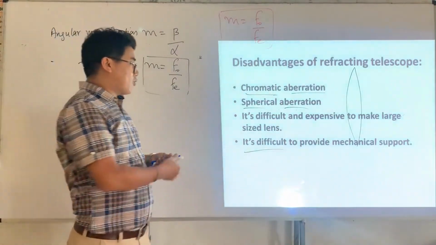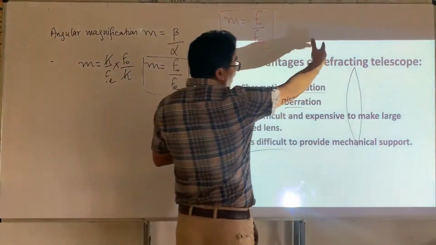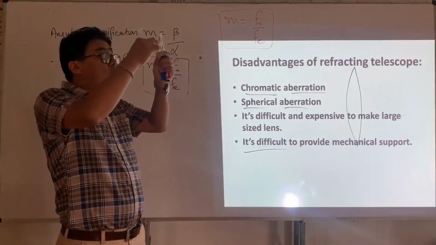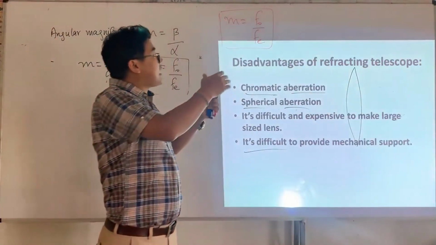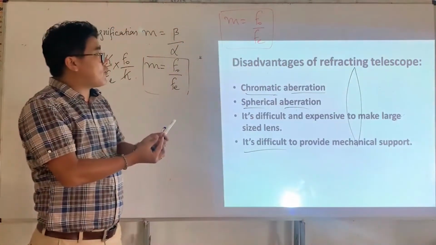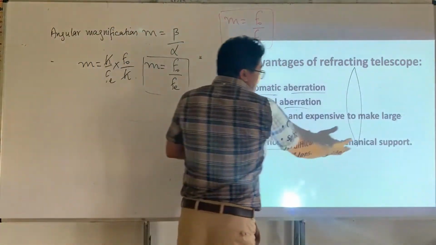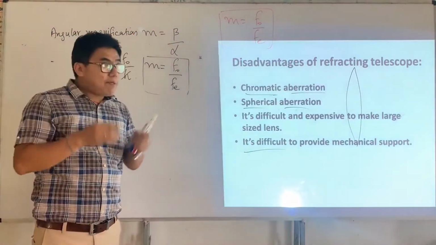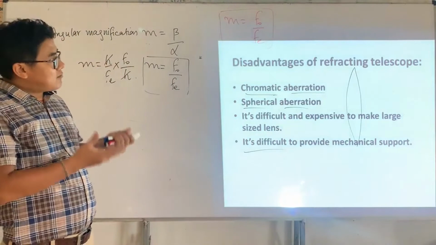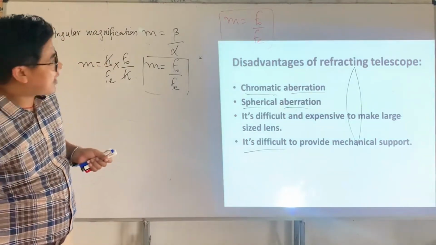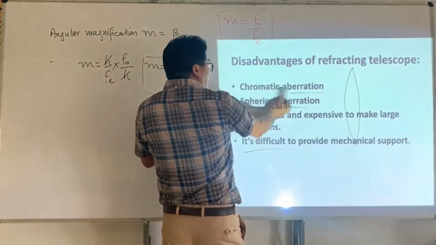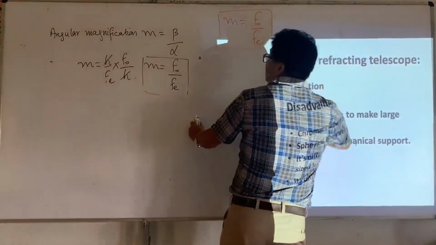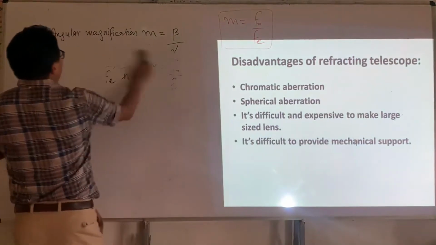right, for mechanical support. So why? Because if I have a 1 meter size convex lens, it is very, very difficult to hold the telescope all along the rim, right? Why? Because this is what we call mechanical support. So these are the 4 limitations of a refracting telescope, right? Having this, now scientists designed another telescope, which is what we call a reflecting telescope.